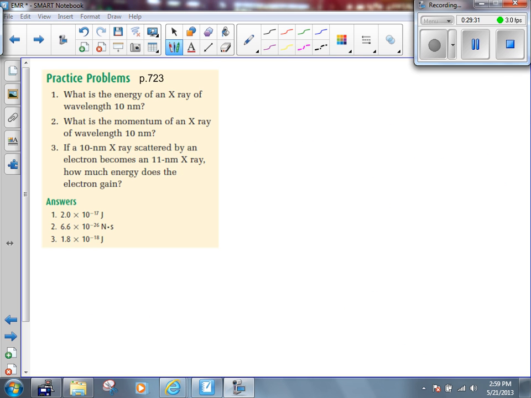Let's take a quick look at these three questions on 723, please. Briefly, let's talk about question number 3 here, then we'll do question number 2 as requested. 2 photons here, 10 nanometer, 11 nanometer photon. We want to find out how much energy the electron gains. Notice that the wavelength of the photon has gone up. We've gone from 10 nanometers to 11 nanometers.